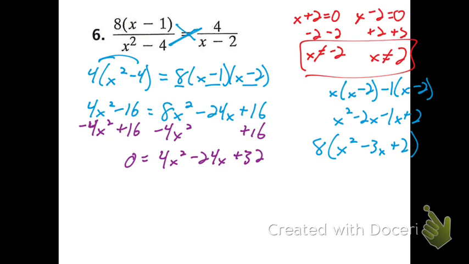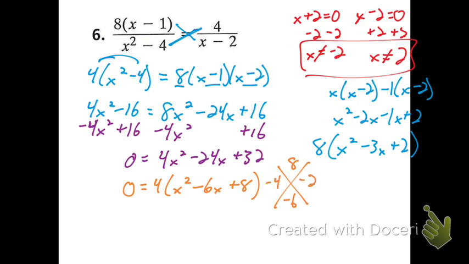Now, you might be thinking bubble method here. You don't have to, though. Here we can take out a 4. When we take out a 4, we're left with x squared minus 6x plus 8. All right, now we're trying to factor. So let's think what two numbers multiply to a positive 8 and add up to a negative 6. Well, you could say 4 and 2, but you'd be wrong because they both have to be negative. All right, so I have 0 equals 4 parentheses, x minus 4, x minus 2.